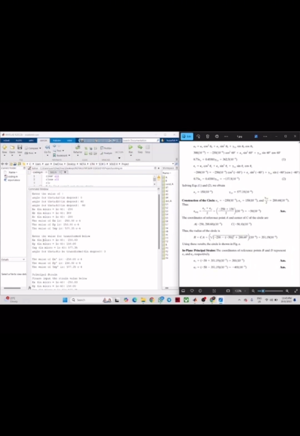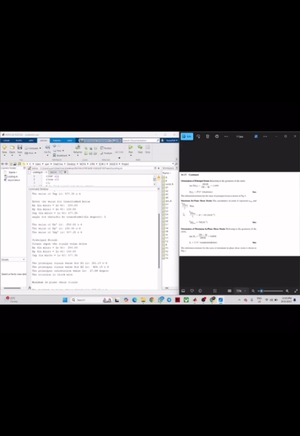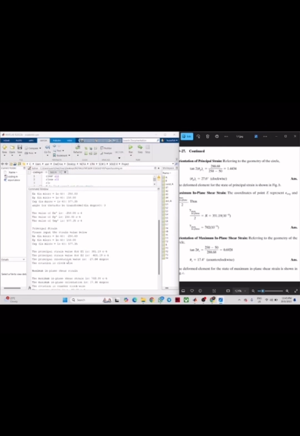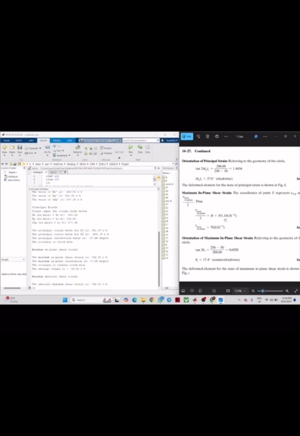So we go to the second question, the in-plane principal strain. I put the same epsilon x and epsilon y. This section is for the transformation, but this question doesn't have a transformation, so we go to the next. The principal strain E1 is 301, same here, and E2 is negative 401. The angle is 27 clockwise. We got negative because it's clockwise.